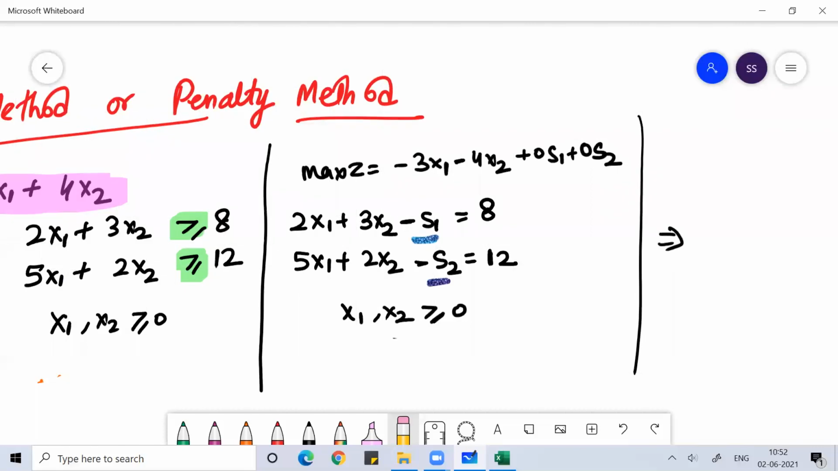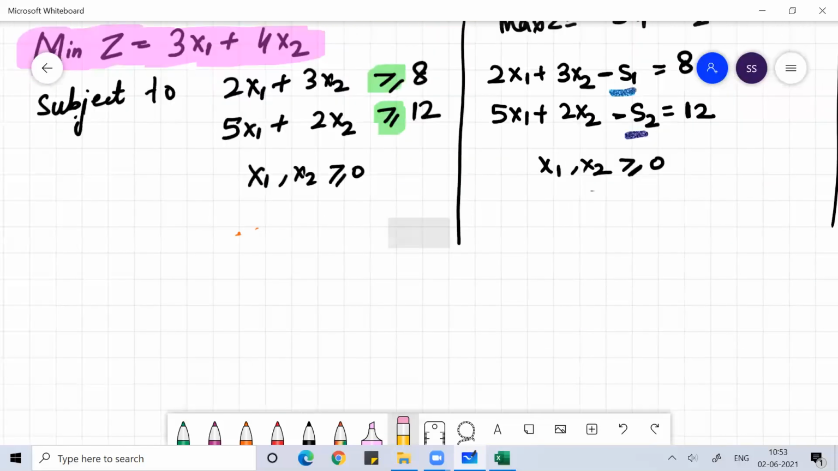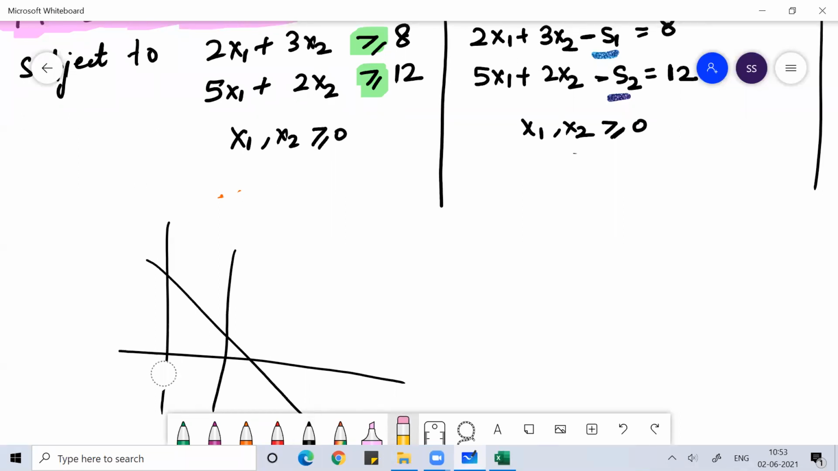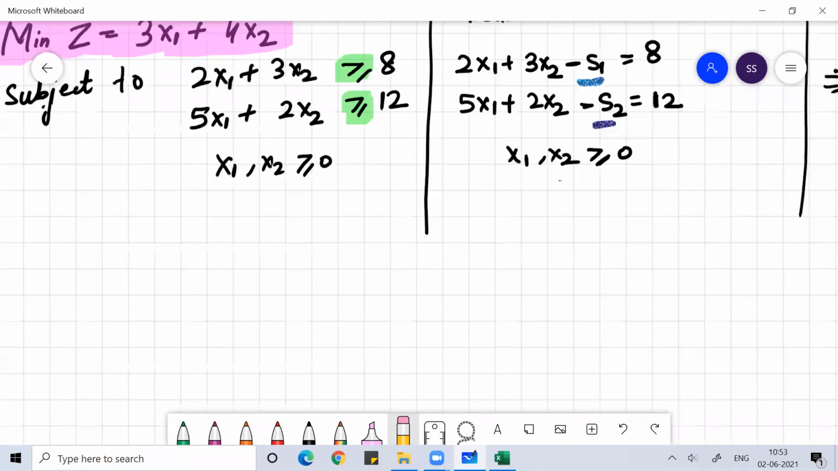You cannot solve this by the simplex method. But since two variables are there, you can try the graphical method. I hope you remember the graphical method. We used to draw the graph and two lines. Here it is greater than or equal to, so instead of maximizing, you find the minimal value. That way you can get the answer.